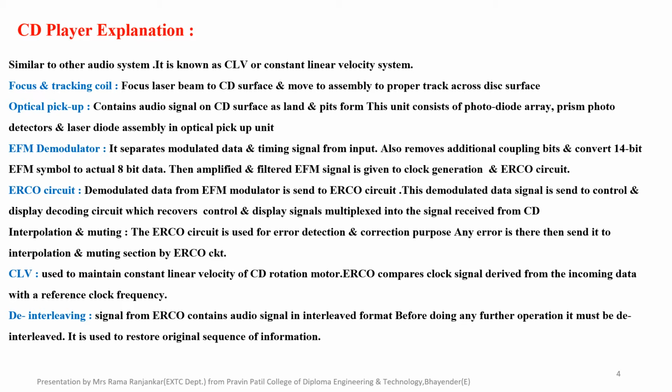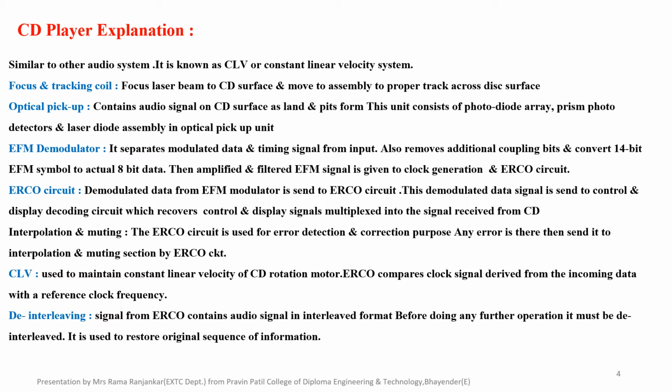Optical pickup assembly is used, which reads the audio signal on the CD surface in the form of lands and pits. So this unit consists of a photodiode array, prism, photodetectors and laser diode assembly in the optical pickup unit. EFM demodulator separates the modulated data and timing signal from the input. It also removes the additional coupling bits and converts the 14-bit EFM symbol to the actual 8-bit data.